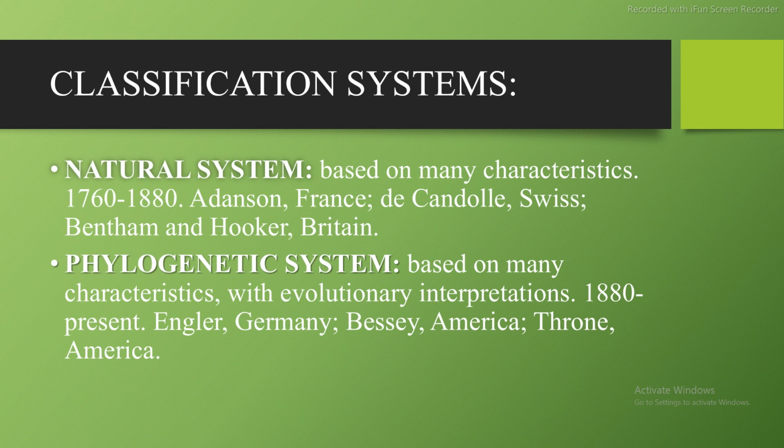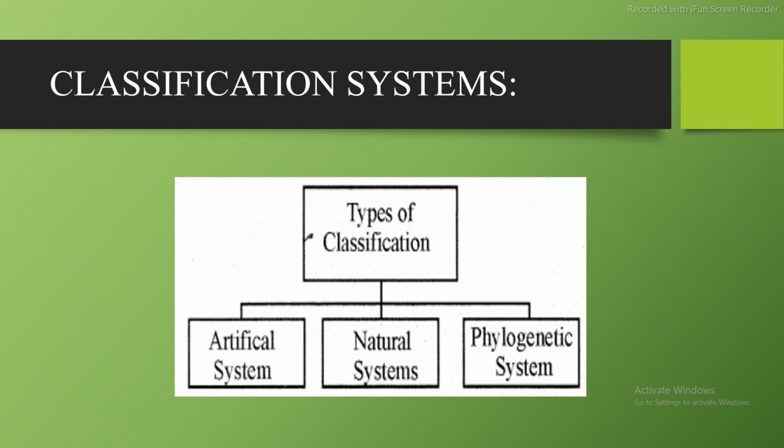The natural system of classification is based on many different characteristics. 1760 to 1880 was the time period of this classification system. Adanson gave it in France, De Candolle in Switzerland, and Bentham and Hooker in Britain. The phylogenetic system is based on many characteristics with evolutionary interpretations. The time period is 1880 to present. It was given by Engler in Germany, and Bessey and Thorne in America. As shown in the figure, the types of classification include the artificial system, natural system, and phylogenetic system.